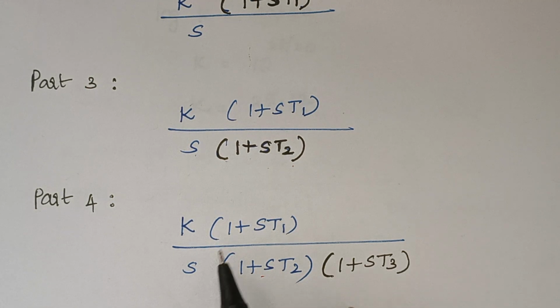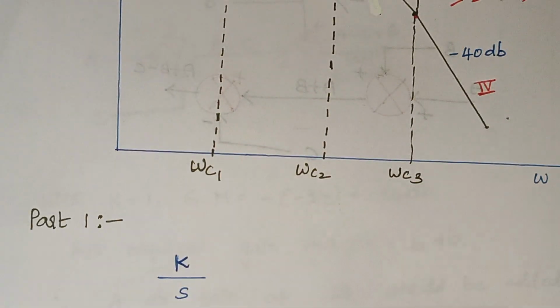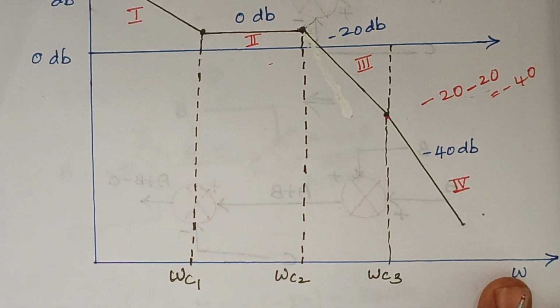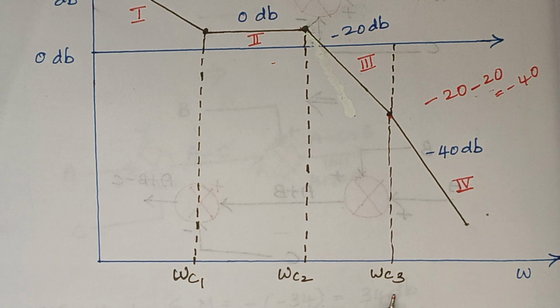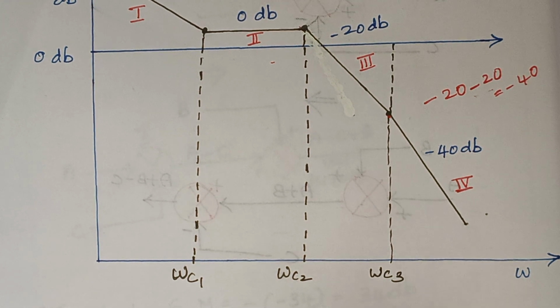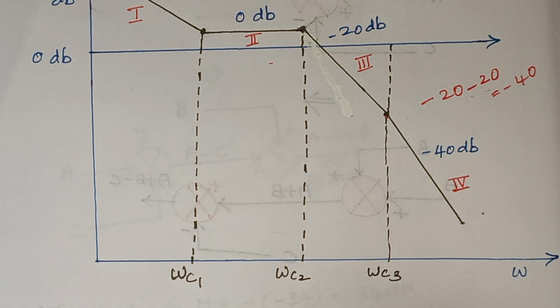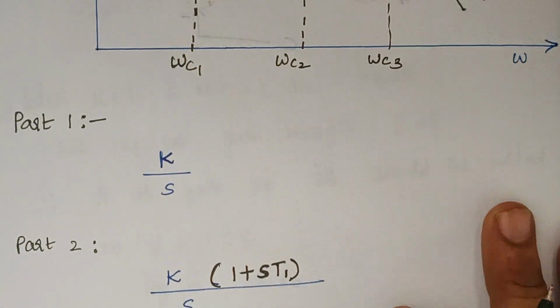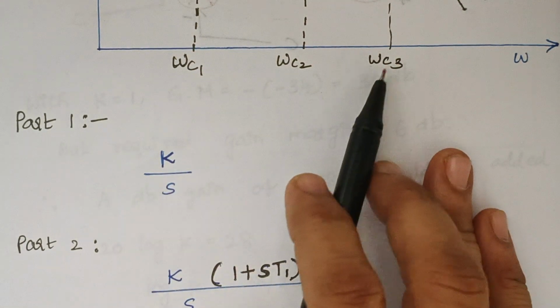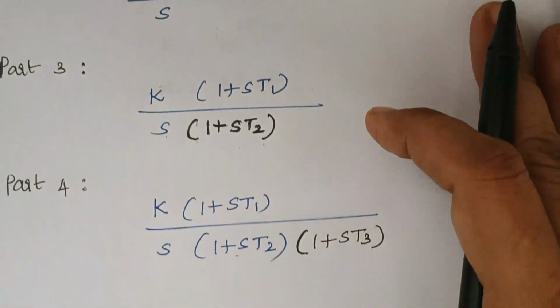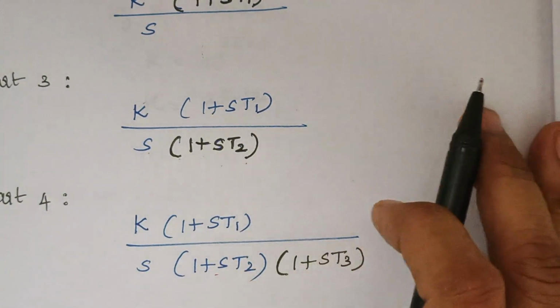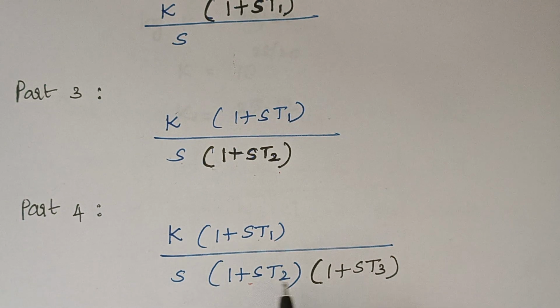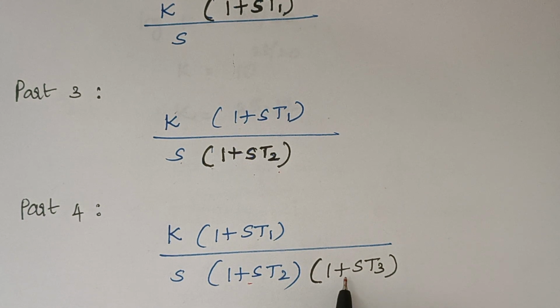Right. So when you look at this diagram carefully, you see how many corner frequencies you are having? You are having 3 corner frequencies. So what is meant by corner frequency? Whenever a change of slope occurs, we are naming that point as a corner frequency. Right. Now you see, since we are having 3 corner frequencies, in our transfer function we are having 3 terms, that is 3 terms with s.